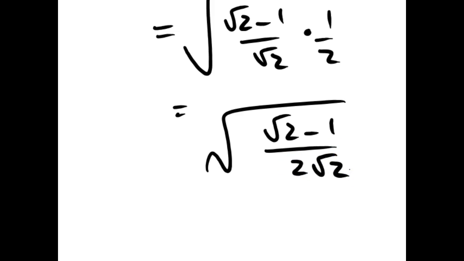You can check this on your calculator if you wish. You can say cosine 67.5, it'll give you a decimal, and you can work this multi-root equation out. It will give you the exact same decimal.